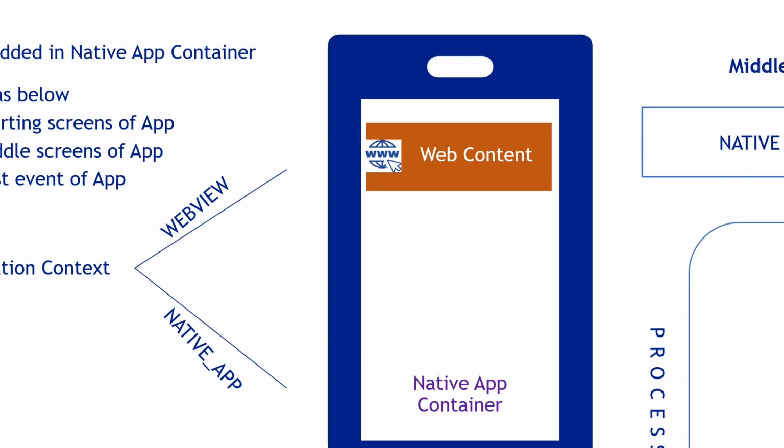Then the script we have to write on the hybrid element side is very small, but the way you sequence the operations, you need to do very meticulously. That's why I'm telling you this is the native container and you have web content.